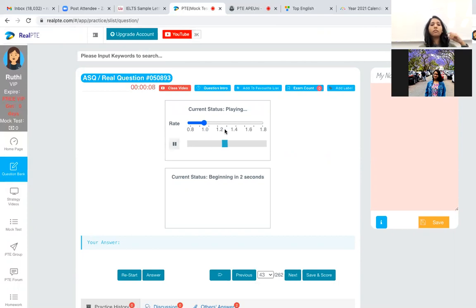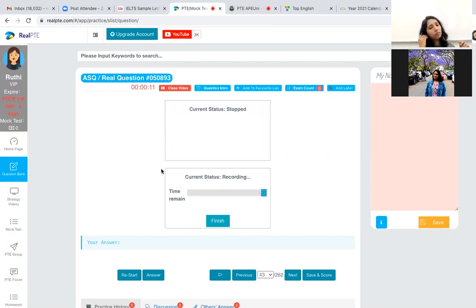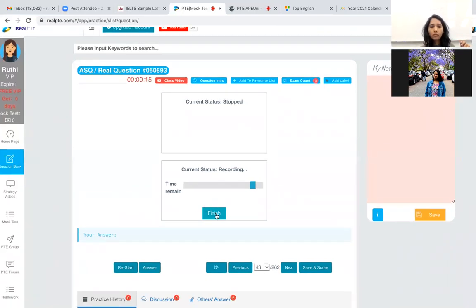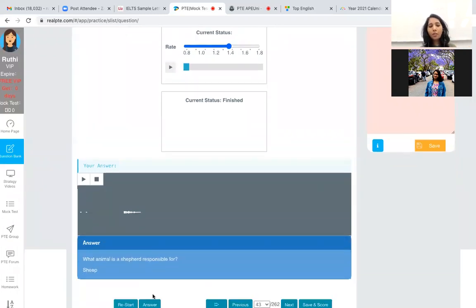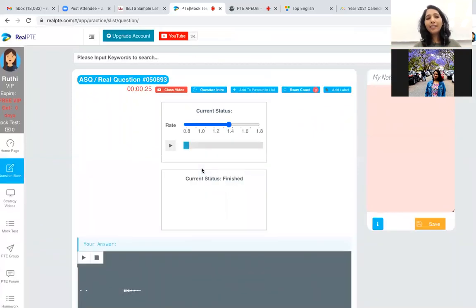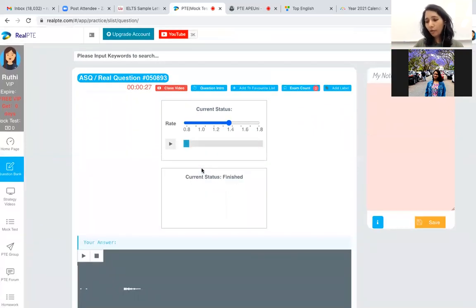What animal is a shepherd responsible for? I didn't get it. What animal? What animal is a shepherd responsible for? Sheep. Yes, he's responsible for sheep. So I think your read aloud was excellent. Keep going. Only those tiny things to rectify. Repeat sentence was perfectly done. You just need a little practice in describe image and retell lecture, after which you'll be perfect in that. I'll do it today.